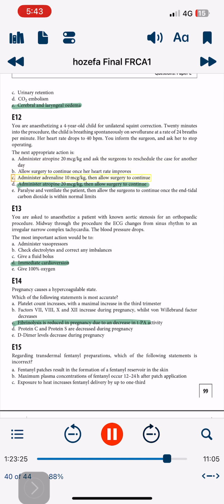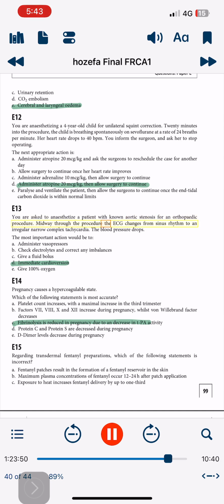C. Administer adrenaline. D. Administer atropine 20 mcg/kg, then allow surgery to continue. E. Paralyze and ventilate the patient, then allow the surgeons to continue once the end-tidal carbon dioxide is within normal limits. E13. You are asked to anesthetize a patient with known aortic stenosis for an orthopedic procedure.